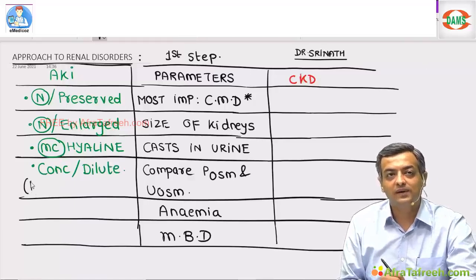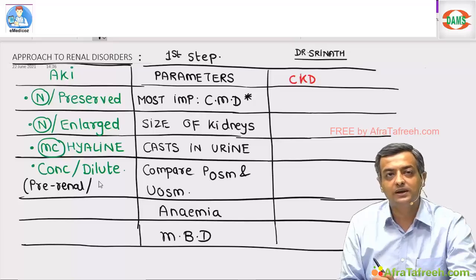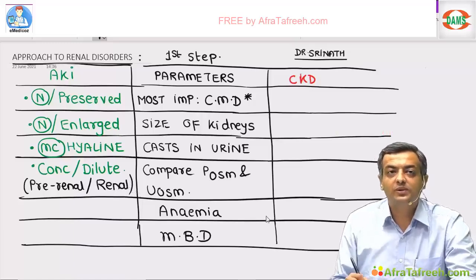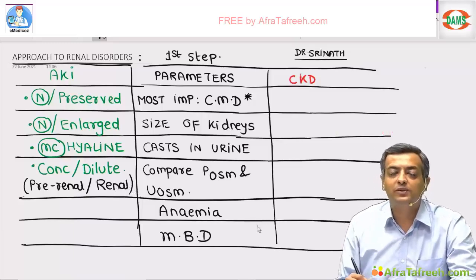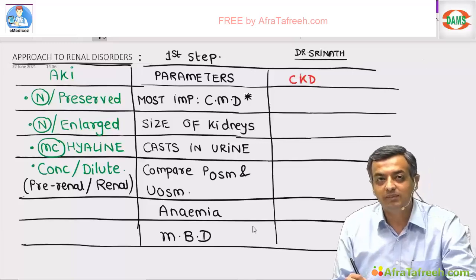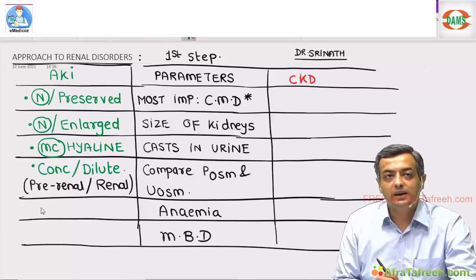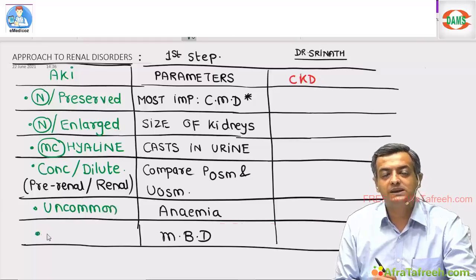If it is pre-renal, we know that it is concentrated, and if it is renal tubulo-interstitial disease, it is going to be dilute with polyuria, but never the same. Anemia is uncommon in acute kidney disease, and metabolic bone disease is never present.